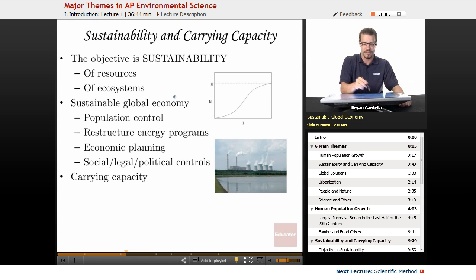Sustainability of ecosystems. So whether you live in Los Angeles or the African savanna or in the rainforest of Southeast Asia, you are a part of an ecosystem.